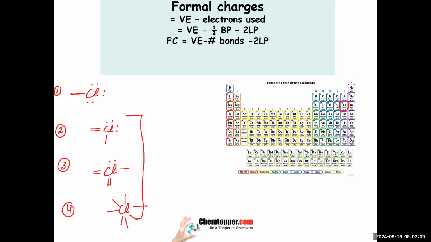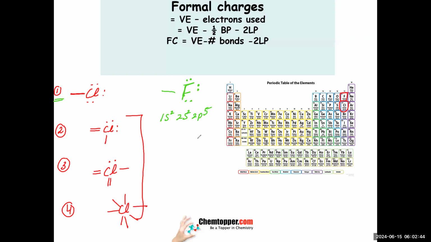Now answer my question. Do you think fluorine can do so? Do you think fluorine can have these kinds of situations? No. Fluorine can have only option 1. So here comes a very important statement: fluorine never makes a double bond. If you see the configuration of fluorine, it is 1s2, 2s2, 2p5. It needs only one more electron. So fluorine never makes a double bond.